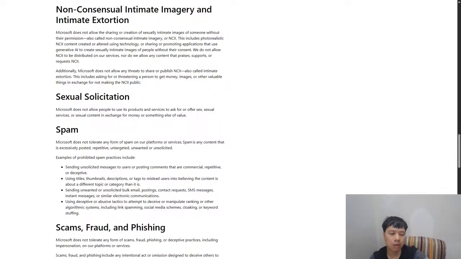Sexual solicitation. Microsoft does not allow people to use its products and services to ask for or offer sexual services, or sexual content in exchange.